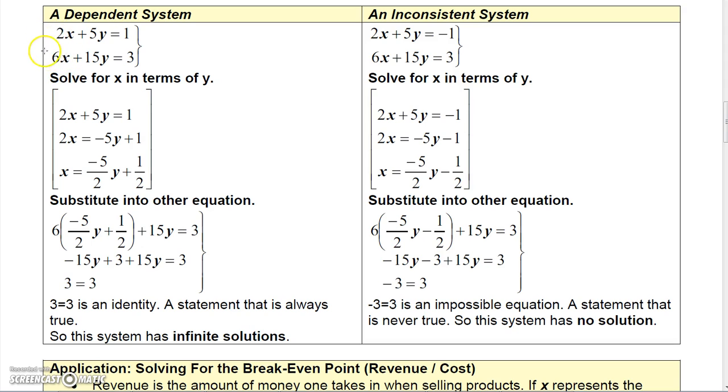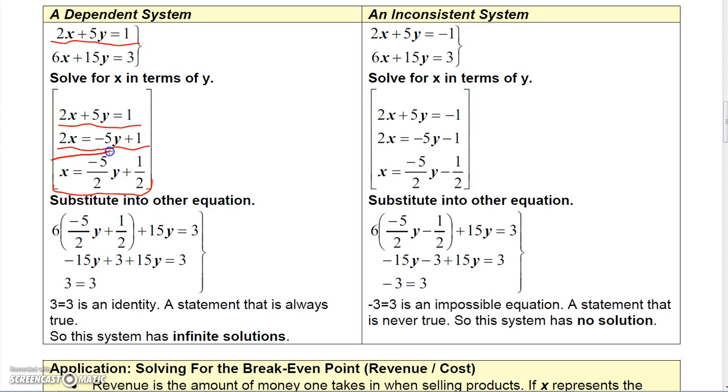This is a dependent system, but if you tried to solve it by substitution, here's what you'd have to do. You'd have to take one of the equations, and I took the first one, and solve for one of the variables. I decided to solve this for x. So I subtracted 5y from both sides, and I got 2x equals minus 5y plus 1. Then I divided everything by 2, so that gave me x equals minus 5/2 y plus a half.